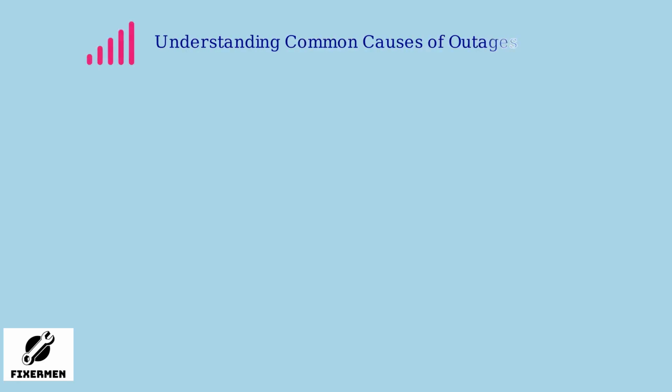Outages can stem from various factors: infrastructure overload during peak hours or events, physical damage to cell towers due to weather or construction, and cyber attacks can all disrupt service. Even software updates can sometimes introduce bugs. Knowing these causes can help you understand the nature and potential duration of an outage.